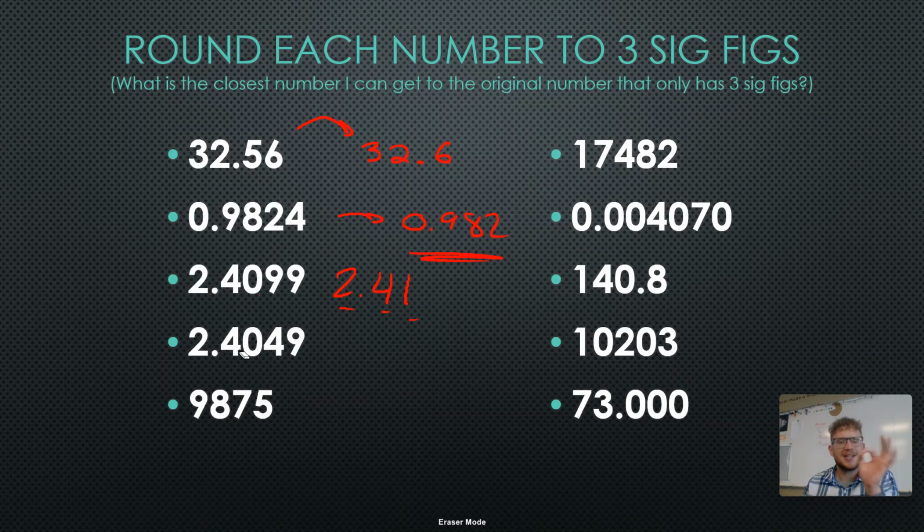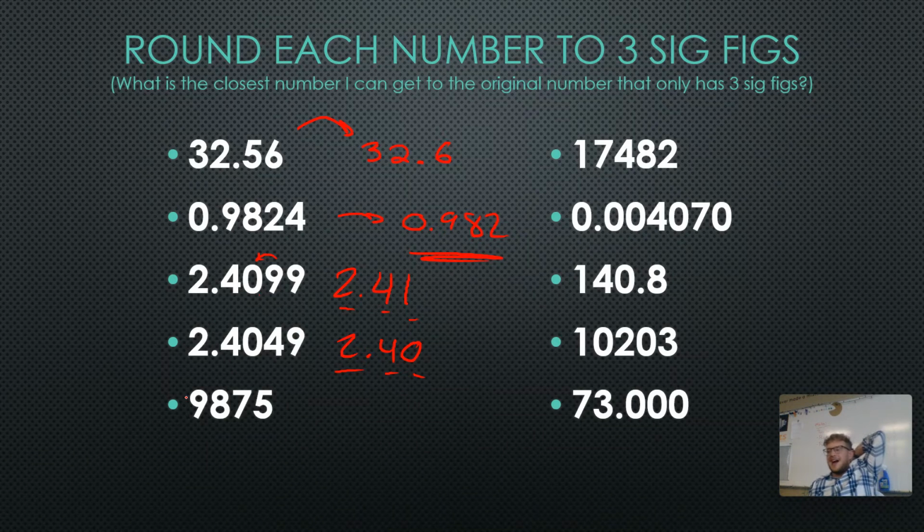Well, what about this next one? This next one is very similar to the number above, but what's the difference? Well, just like before, I got to figure out it's going to be 2.4 something, right? But then what? What's my next digit going to be? Well, before I had a 9 that was able to bump it up. That 4 cannot bump up that 0. So what I have this time is just 2.40, okay? And that has 3 sig figs to it.